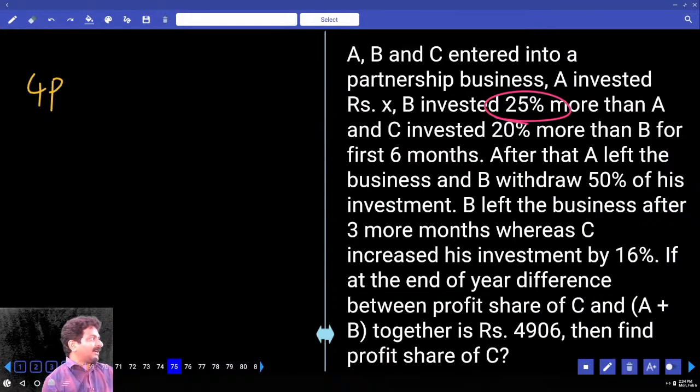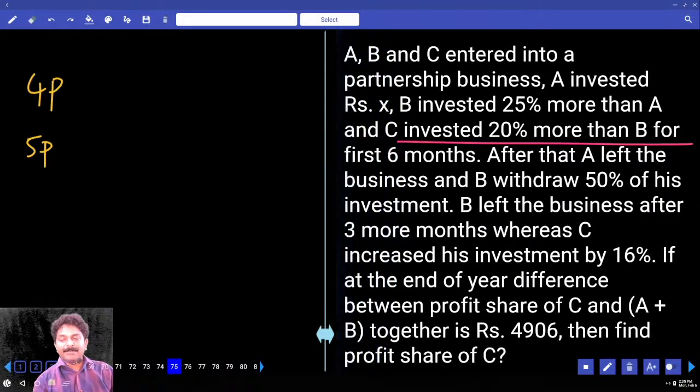It is given that it is equal to X, but I will take it as 4 parts. Reason: fractional form of 25% is 1 by 4, denominator 4. So I am starting with 4 parts. B invests 25% more than A. 25% of 4 parts is 1 part. 1 part more, in the sense, 5 parts.